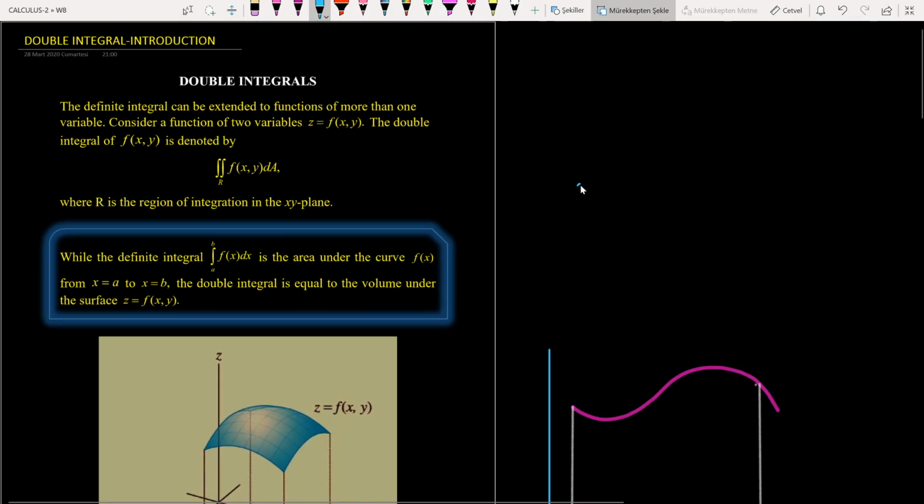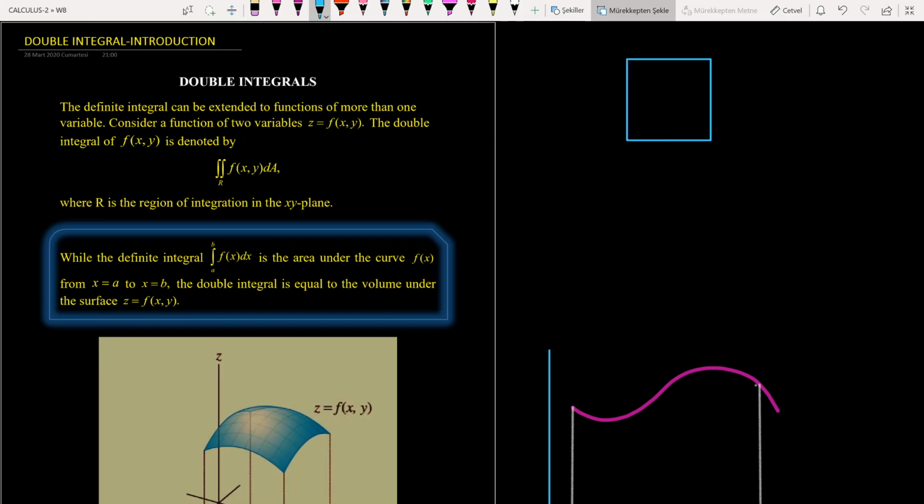Hello everyone. In this part I want to introduce the notion of double integral. But first I want to mention the function of two variables. As you remember, we have one input and one output for the function of one variable. That is, we have x as an input and y as an output. y is equal to f of x.